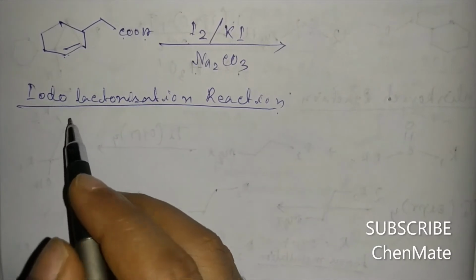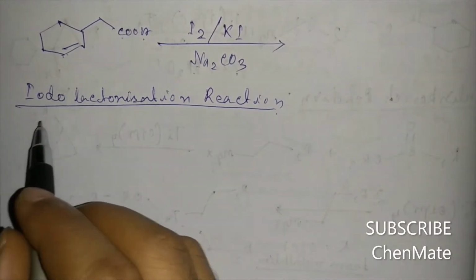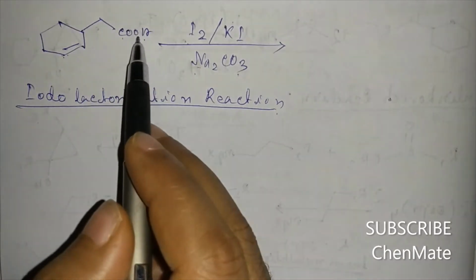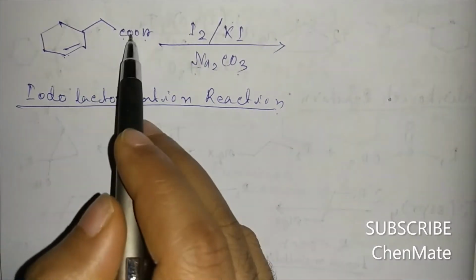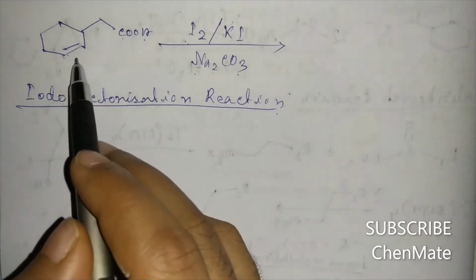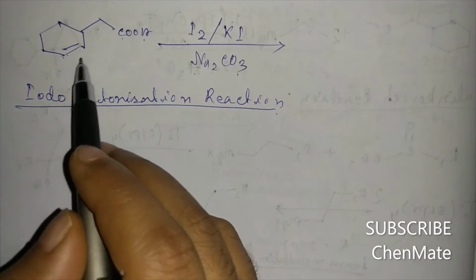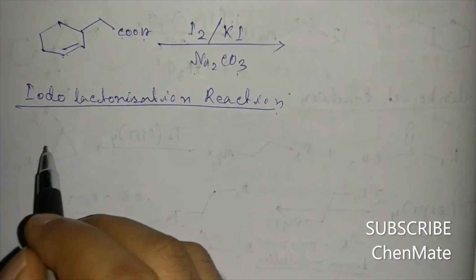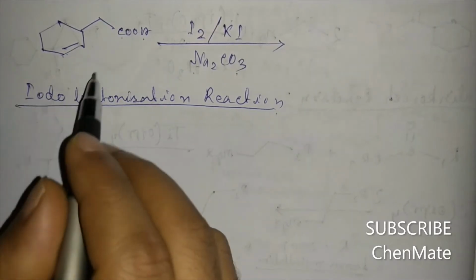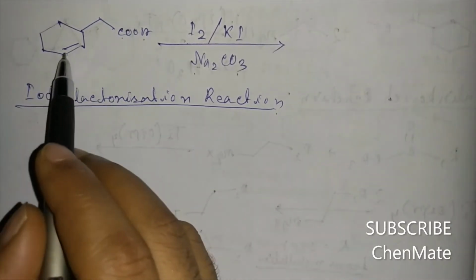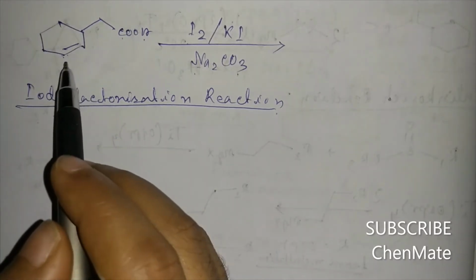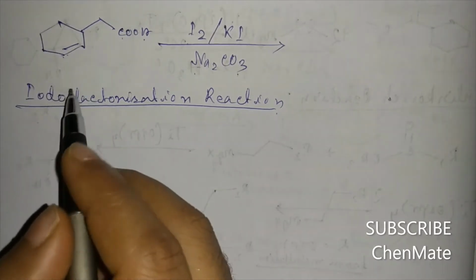And obviously the iodonium ion will be formed opposite to that of the COOH group. That is, if the COOH group is above the plane of the ring, then the iodonium ion will be formed below the plane of the ring. We will discuss it by drawing the conformation of this. It is a cyclohexene derivative, so it will have half chair conformation.